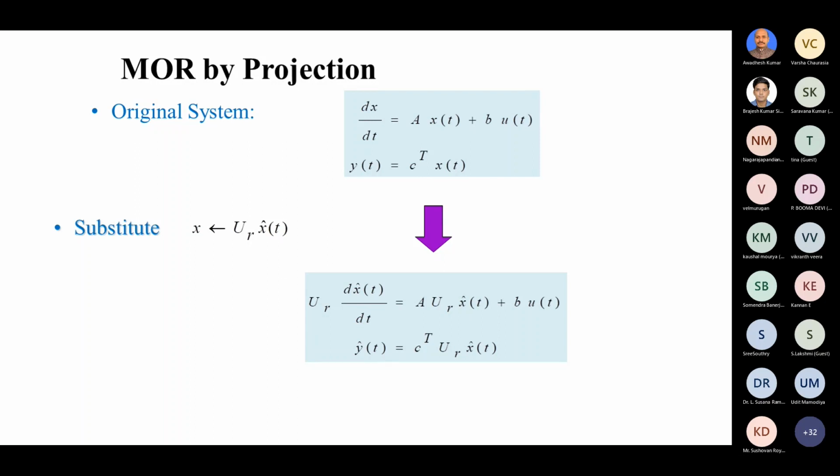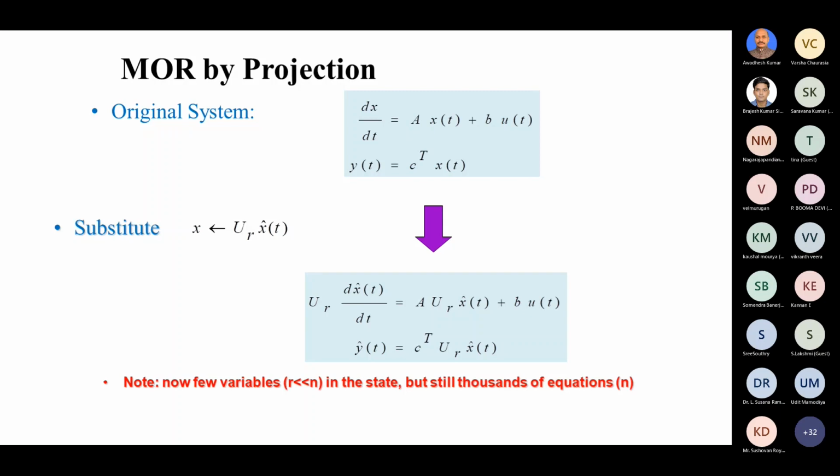We are making this projection, that is, x = U_r x cap. Now if you substitute this in the state equation, you will find that you get this equation. This is what we do in the projection. We consider a projection like x = U_r x cap, and we substitute it there. So what we are doing is projecting a higher order subspace into a lower dimensional subspace.